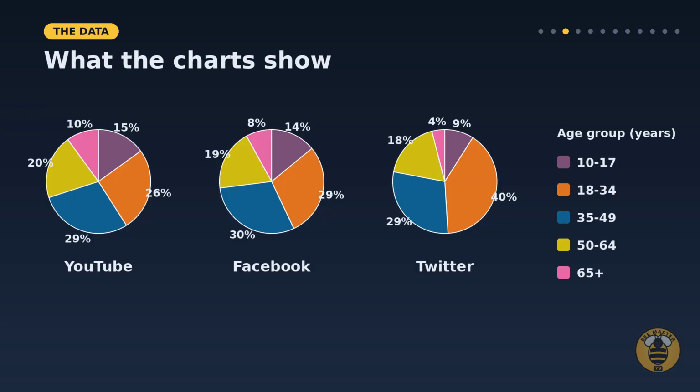Let's read the data. Each chart splits users into 5 age bands: 10 to 17, 18 to 34, 35 to 49, 50 to 64, and 65 and over. Take a moment to compare the 3 platforms before we plan.